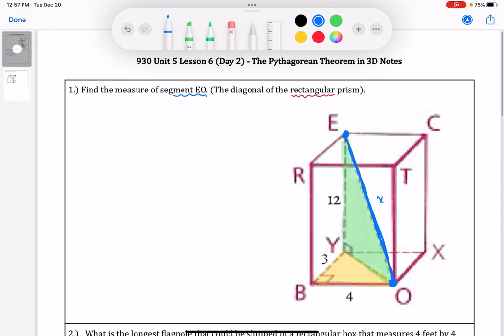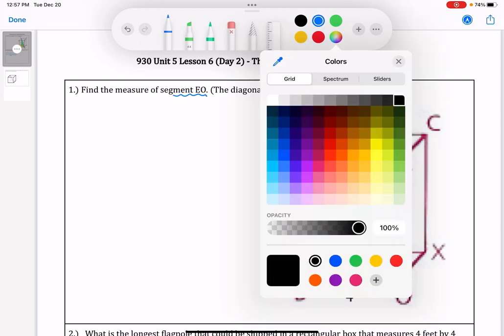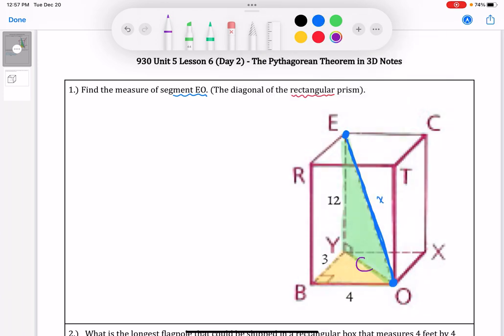Now, if I look at that green triangle that we noticed, that's the triangle that this segment EO is a part of, right? Do I have enough information right now to use the Pythagorean theorem in the green triangle? I have a side length of 12, but that's it. I don't know this other side length down here in order to use my Pythagorean theorem. I'm missing this spot right here. I need that segment so that I can do my a squared plus b squared equals c squared.